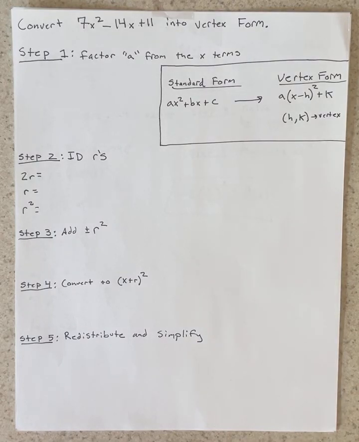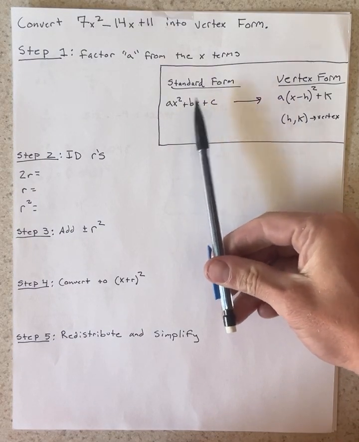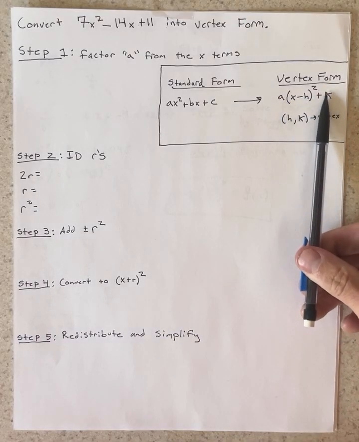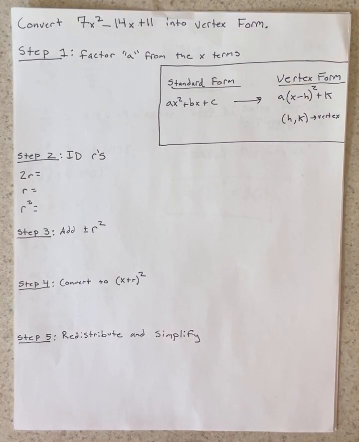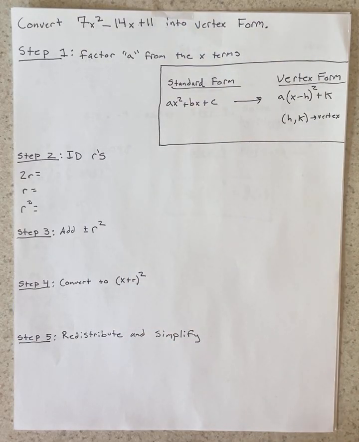All right, in this video, we're going to cover how to convert a quadratic from standard form into vertex form. A reminder, standard form of a quadratic is ax squared plus bx plus c, while vertex form is a(x minus h) squared plus k, where h comma k are the vertex of the quadratic. And so to start off, let's try to convert 7x squared minus 14x plus 11 into vertex form.